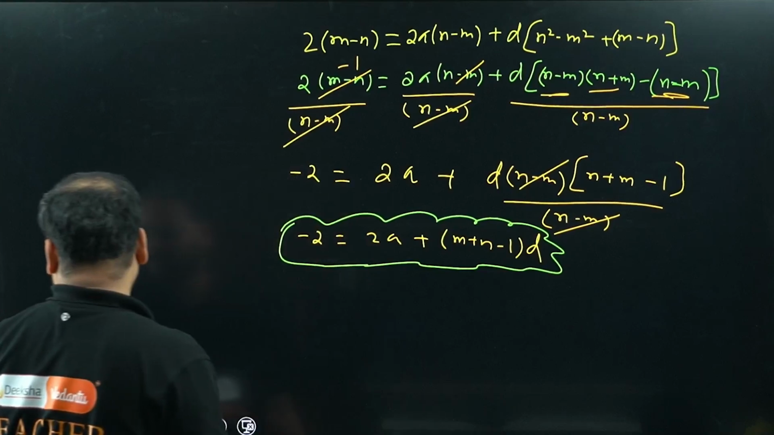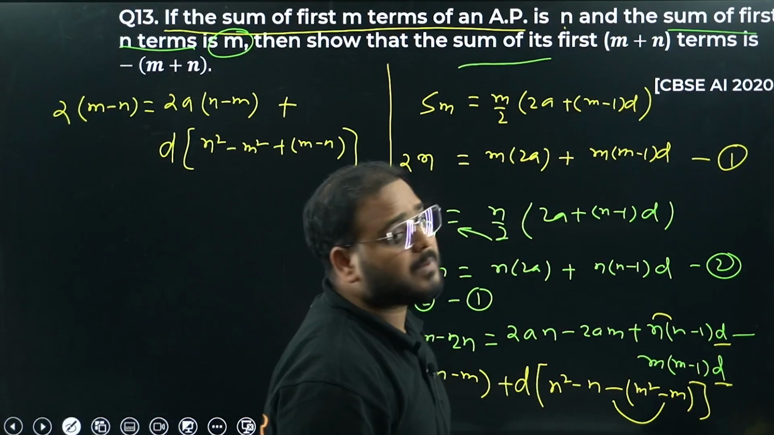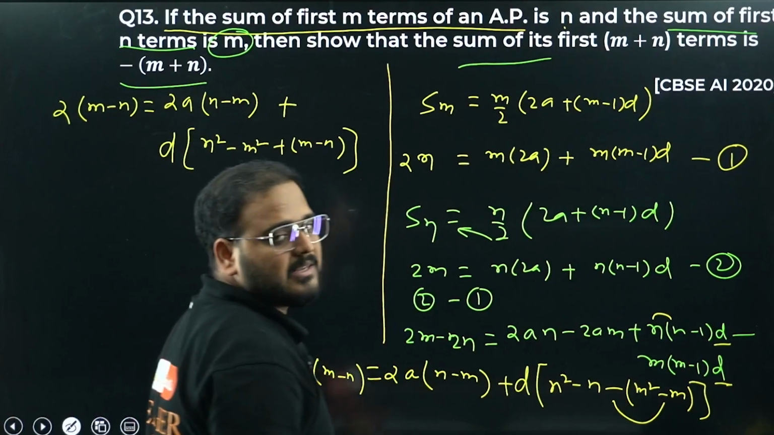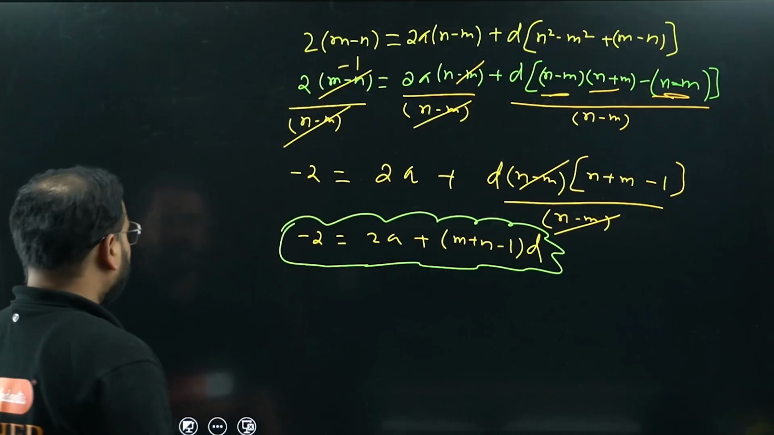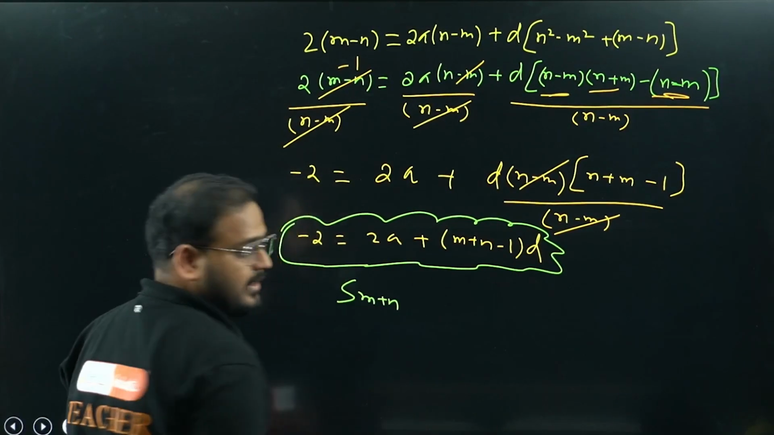Now we'll go back and look at what they're asking. So that the sum of its first m plus n terms is minus, bracket m plus n. So what are they asking us to prove? Find the value of S of m plus n. If I do that, what am I getting?